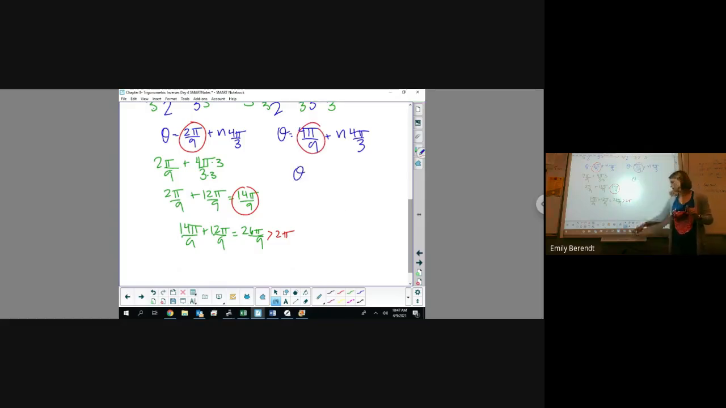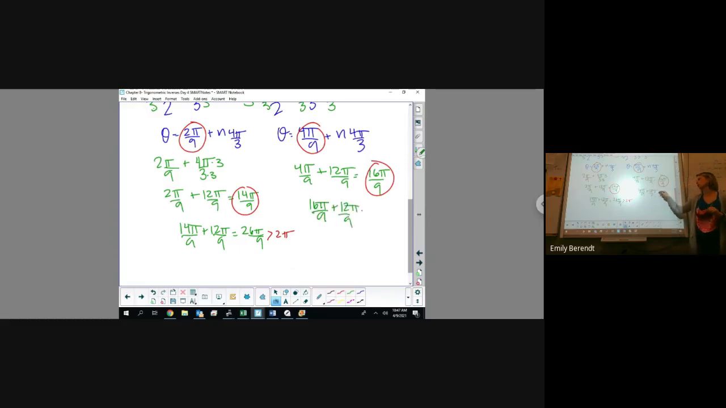Now we know what to add. 4 pi over 9 plus 12 pi over 9 gets us 16 pi over 9, which is less than 18. But if you were to add another 12, we would get 28, which is a bust. So how many answers? 4.